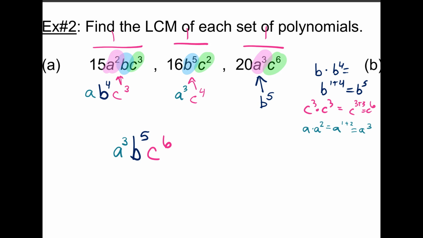Okay, and now the numbers. I think the numbers are probably the hardest part, but this is the part you have the most experience in. So I'm going to list out the factors. Factors of 15 are 3 and 5. Factors of 16, 4 and 4, which is 2, 2, 2, 2. 20 is 4 and 5. So I did the prime factorization of all of these.